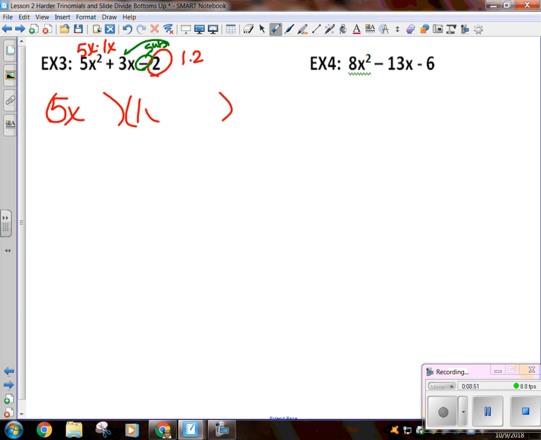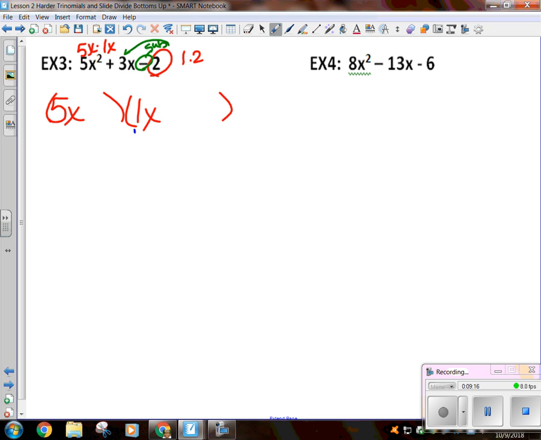5x and 1x. Where do you want to put the 2? Where do you want to put the 1? Does the 2 go here or here? Did I put them in the right place? 1x and 10x. Ooh. Even if I subtract, I don't get anything close to 3. So chances are I put the 2 and the 1 in the wrong place.